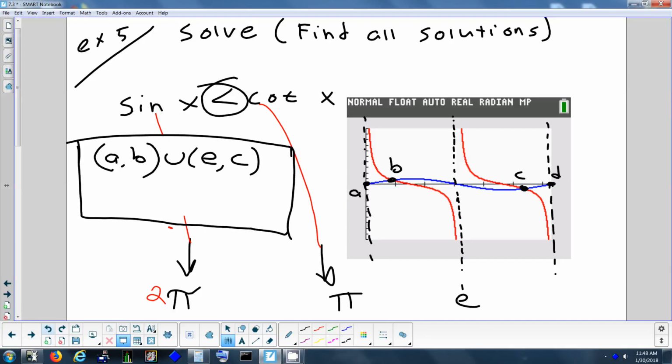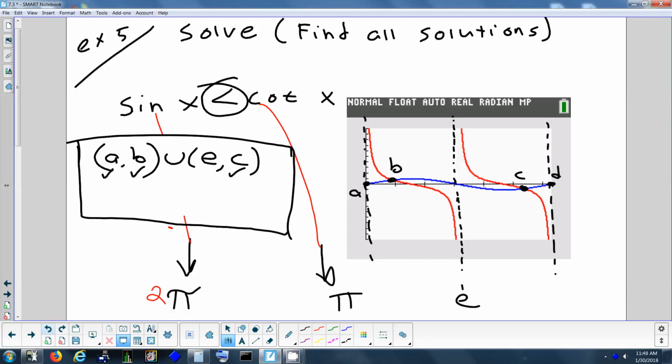Blue or red? Blue. We didn't want to know where blue is higher. We wanted red higher. So that's the answer. So B should be very easy to find on the calculator. You just do an intersect. So should C. So should A, because that's the start of your window.